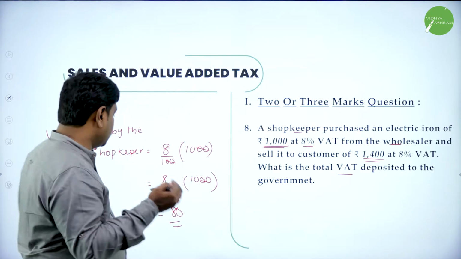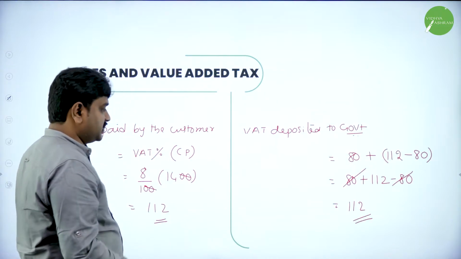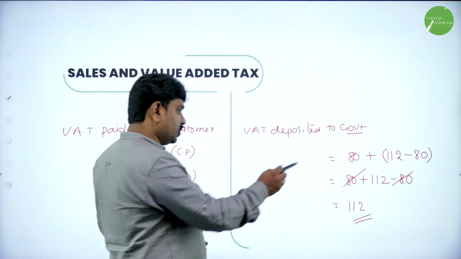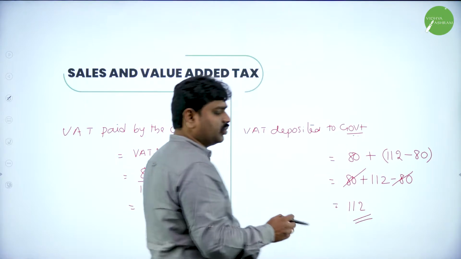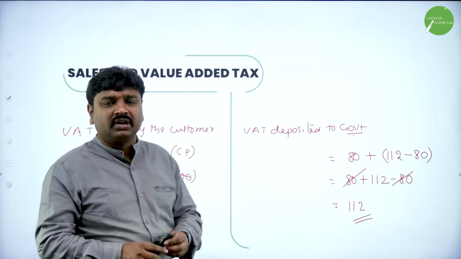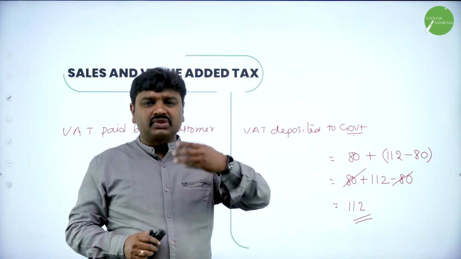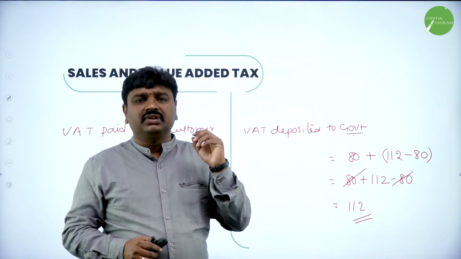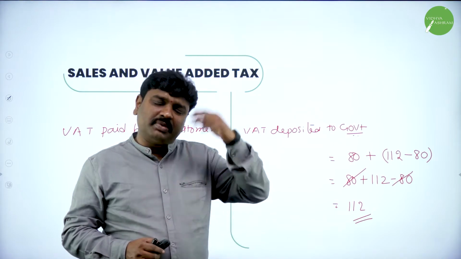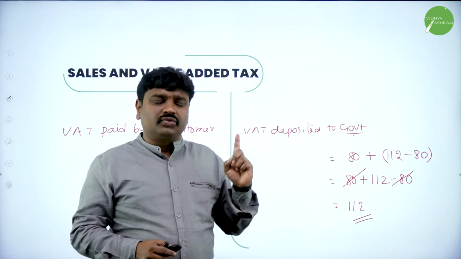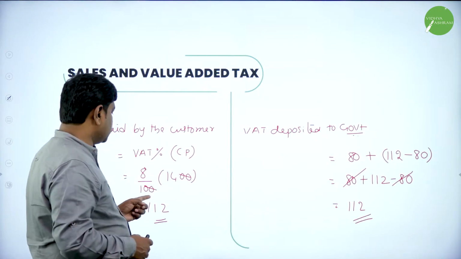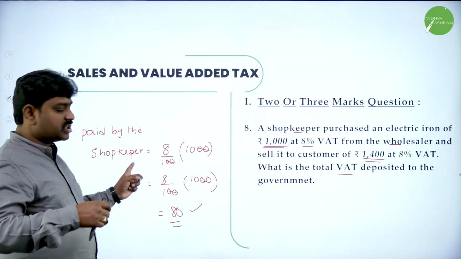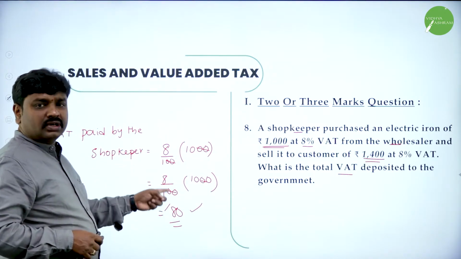So total first slot, the paid amount is 80 rupees. Second slot, the paid amount is 112 minus 80. That will be totally 112 rupees is deposited to the government. So how many successive buyers will be there? So each buyer will pay the deposit to the previous person and he will collect his amount and he will pay the tax to the government. So first buyer will pay. So first from the wholesaler, shopkeeper will purchase and he will pay 80 rupees to the wholesaler.